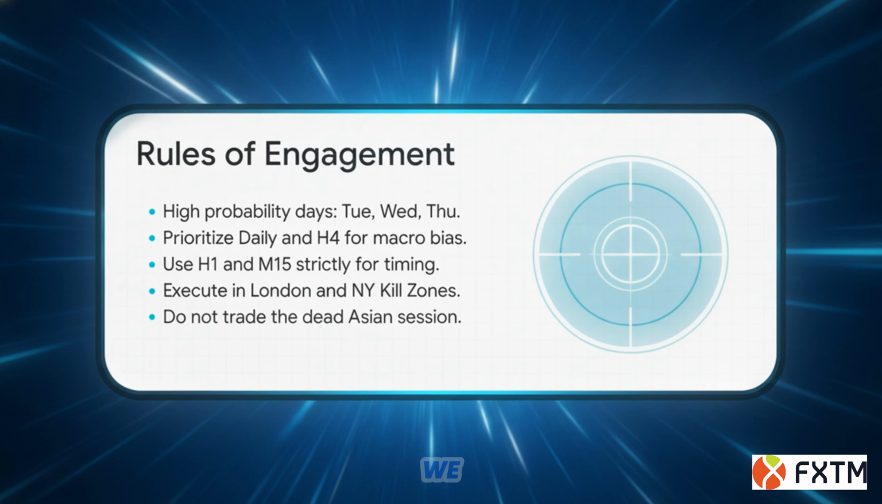Most importantly, we isolate our execution entirely to the London and New York kill zones. This is when institutional volume is at its absolute highest and the algorithm is actively seeking liquidity. We do not force trades in the dead, meandering volume of the late Asian session.